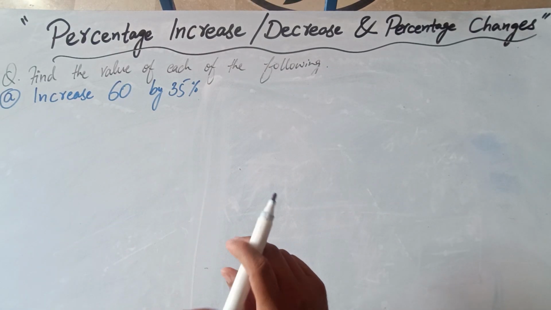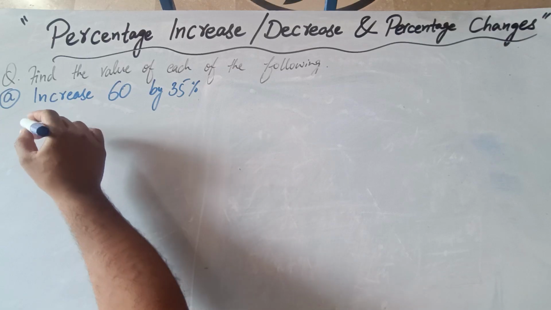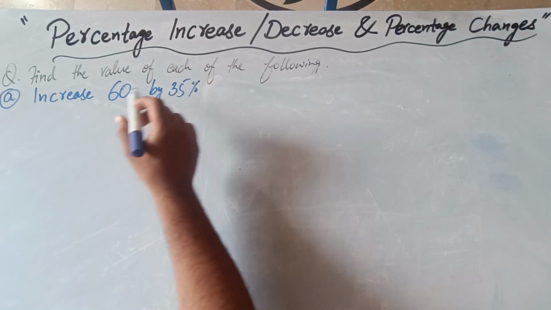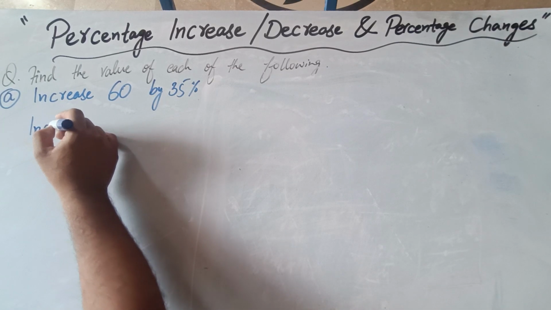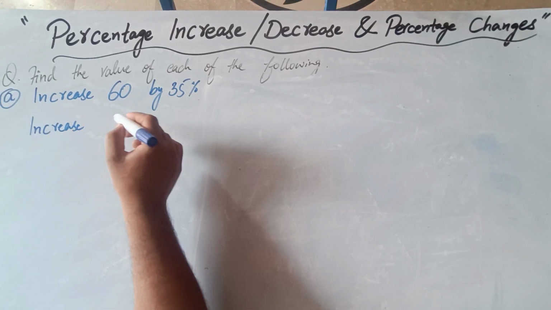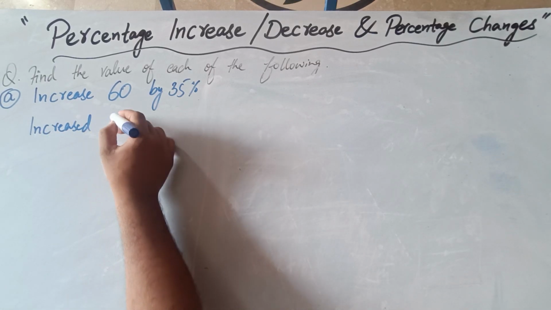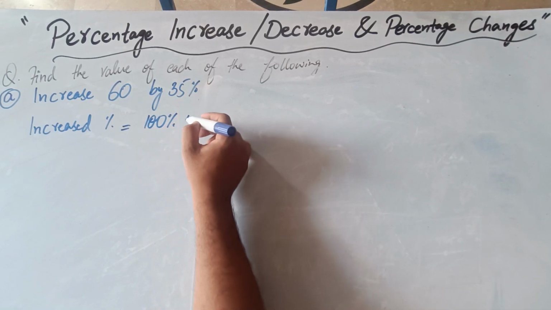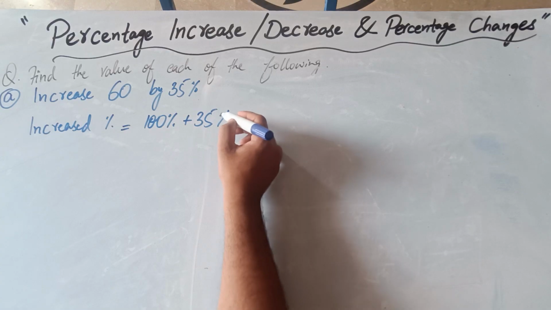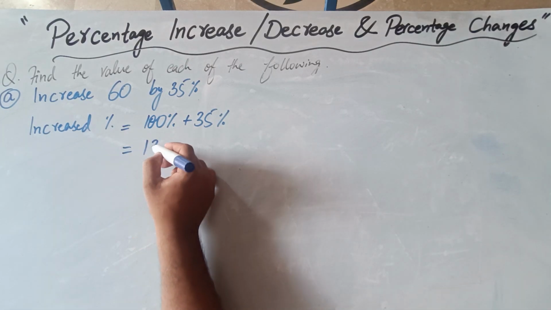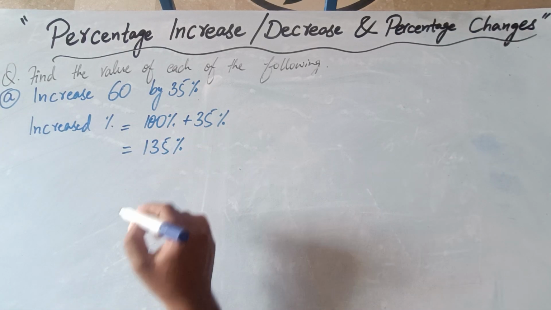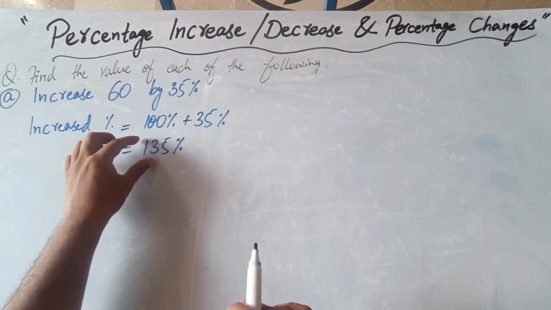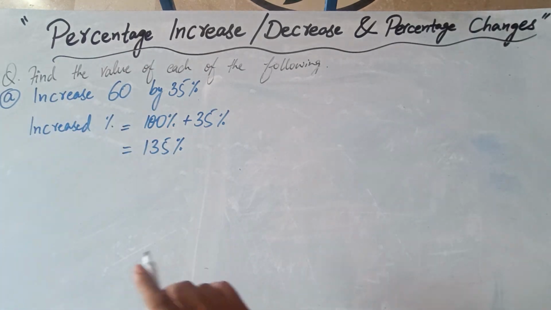It's very simple. Whenever you see the word increase, whatever the percentage is given, you have to add 100% to it. So the new percentage would become 135%. Now it means that we have to find out 135% of 60.